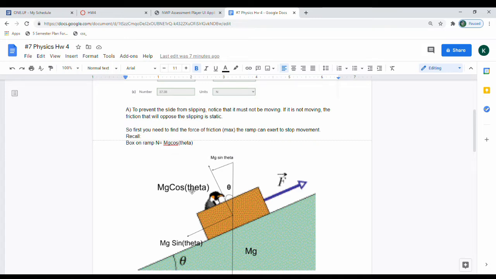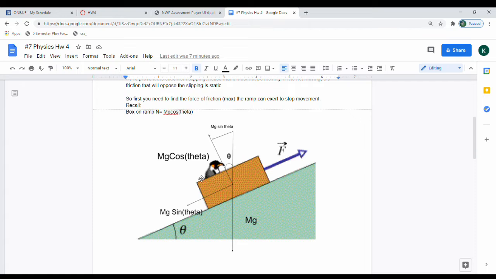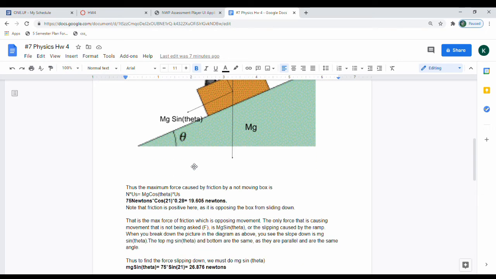You'll find that the normal force is equal to mg cosine theta because it's adjacent to this angle. Note that these two angles are the same. And then the force sliding down is mg sine theta. Note these two are the same. I just drew them so it's clear, because it's the same theta, same direction, same magnitude.